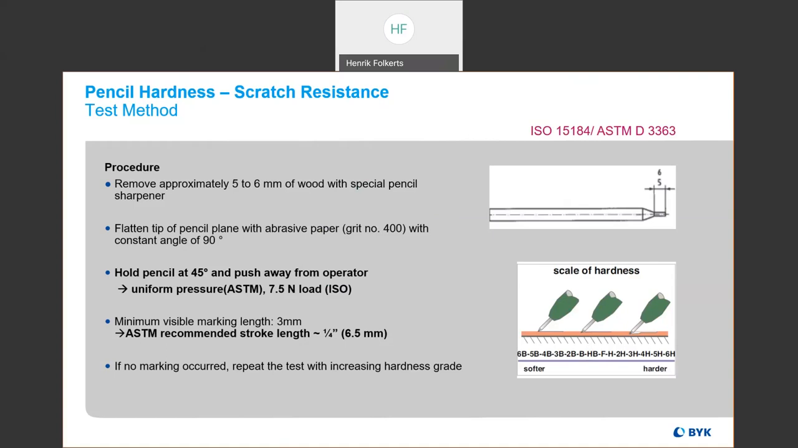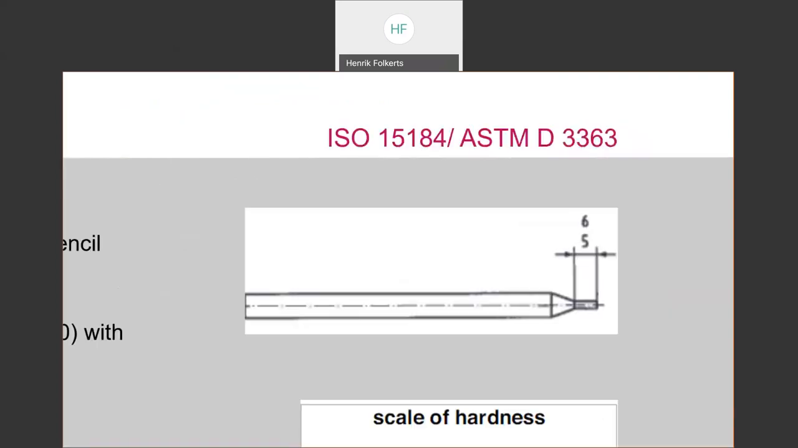And it's also defined how the tip should look like. The front should be flat. And to achieve the flatness of the tip, an abrasive paper with grit number 400 with a constant angle of 90 degrees is used. Here, this is the tip. You see it's a flat tip, yeah? Maybe when it's greater, you see it better here, yeah? It looks like this here.